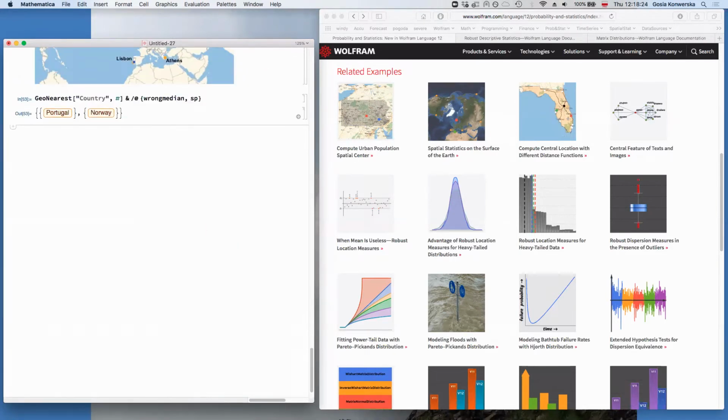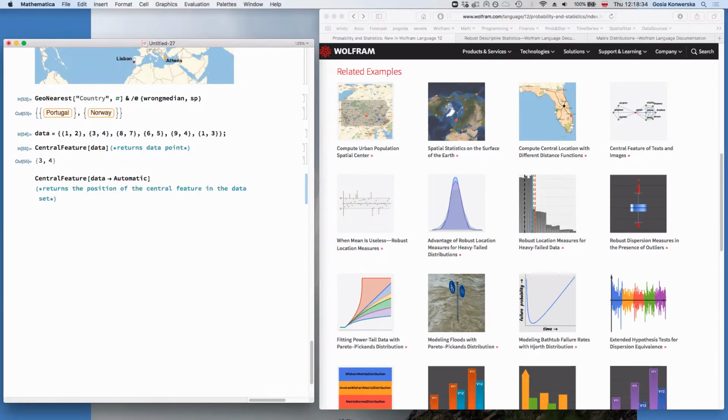So let's try again. So we have some data. We can find a central feature of data, which just returns the data point. We can ask central feature data goes to automatic, which is going to give us a position of the central feature in the data set. Or we can say data goes to whatever set of labels we would like to assign or values, and it's going to give us this value.